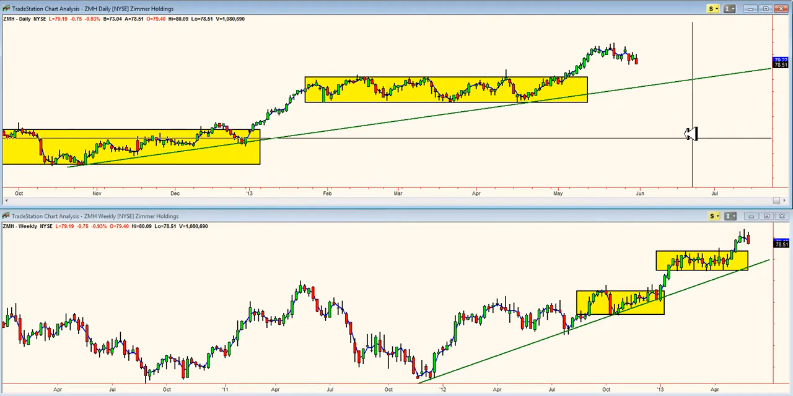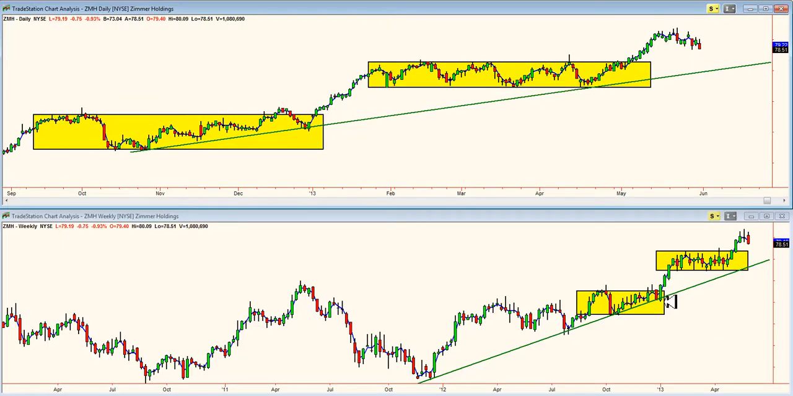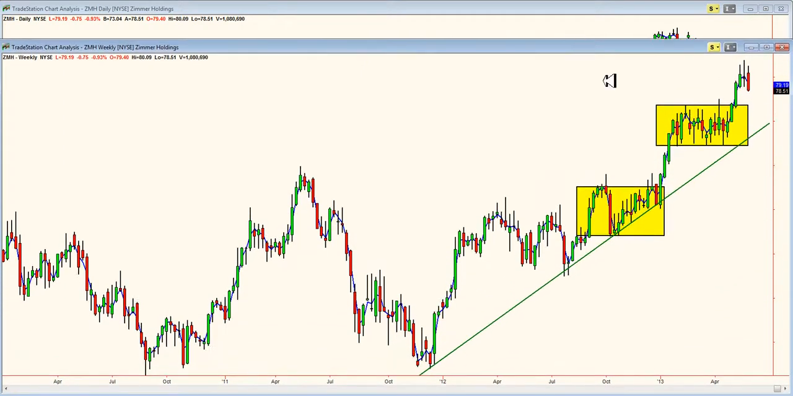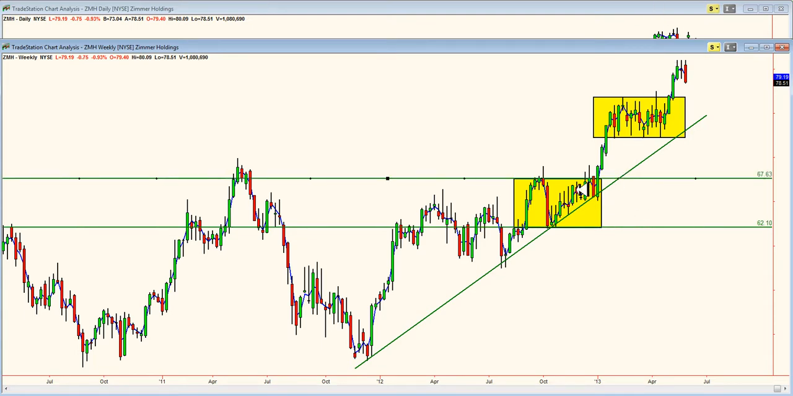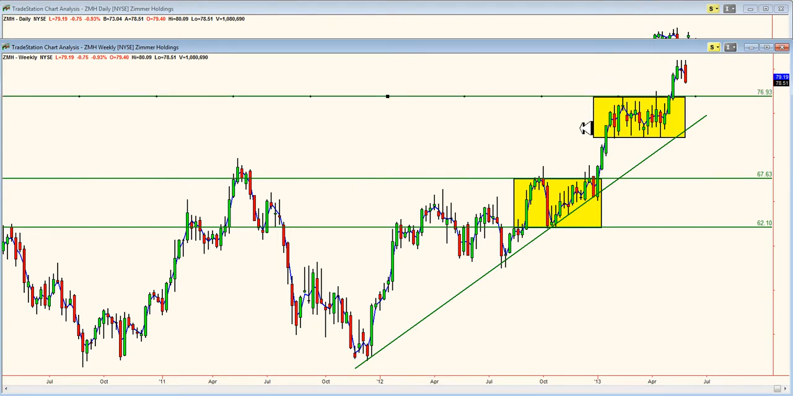ZMH. ZMH, I actually had two boxes on the weekly. Take a look. Nice consolidation, broke out, consolidated again, broke out.